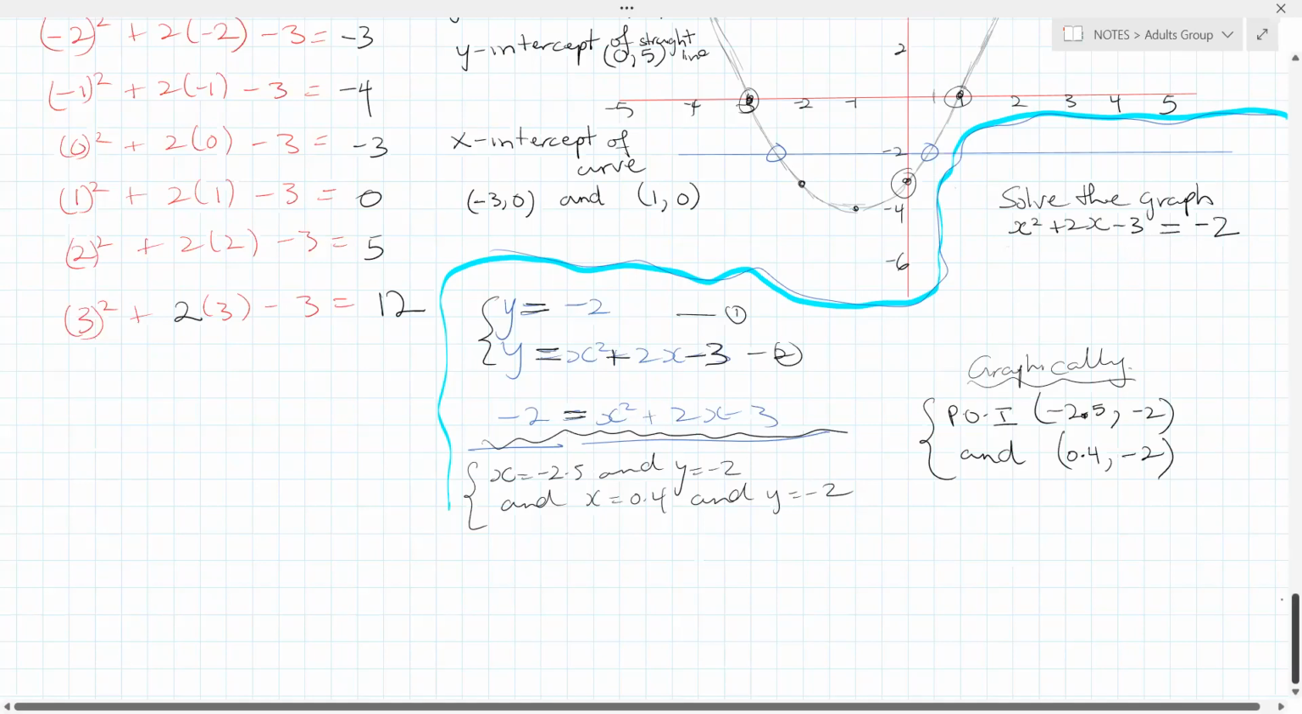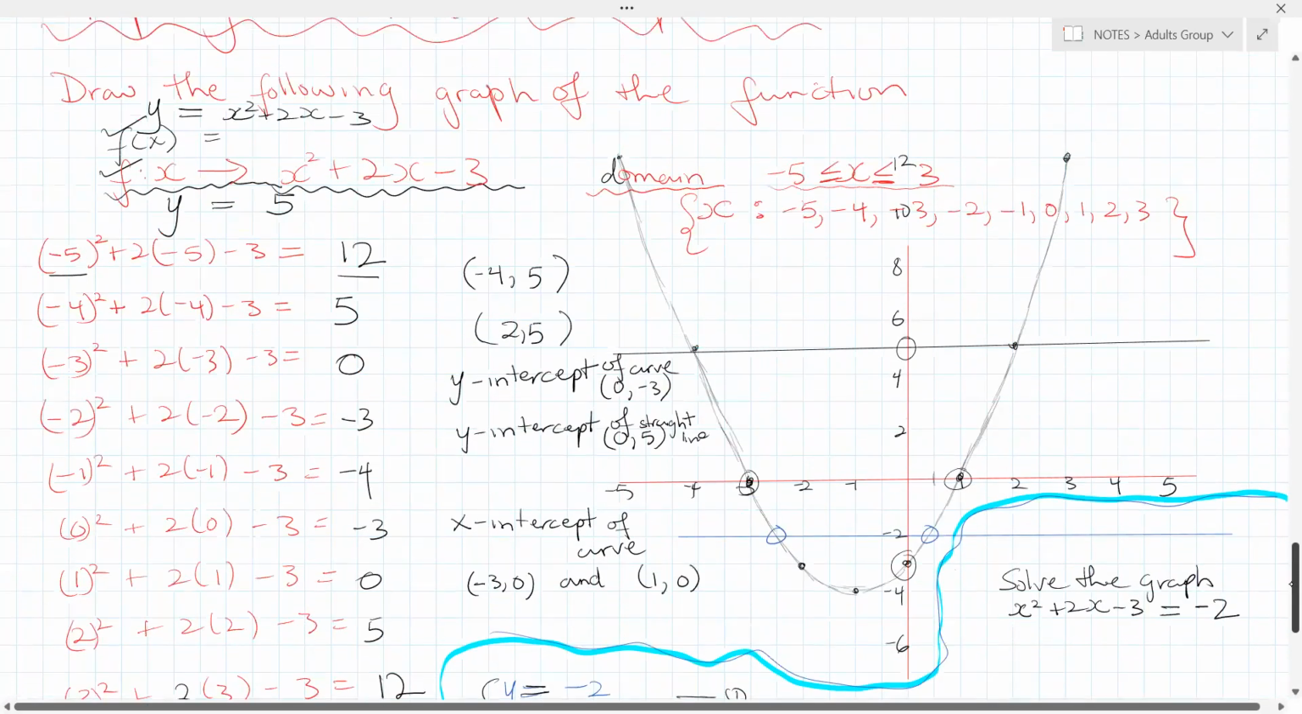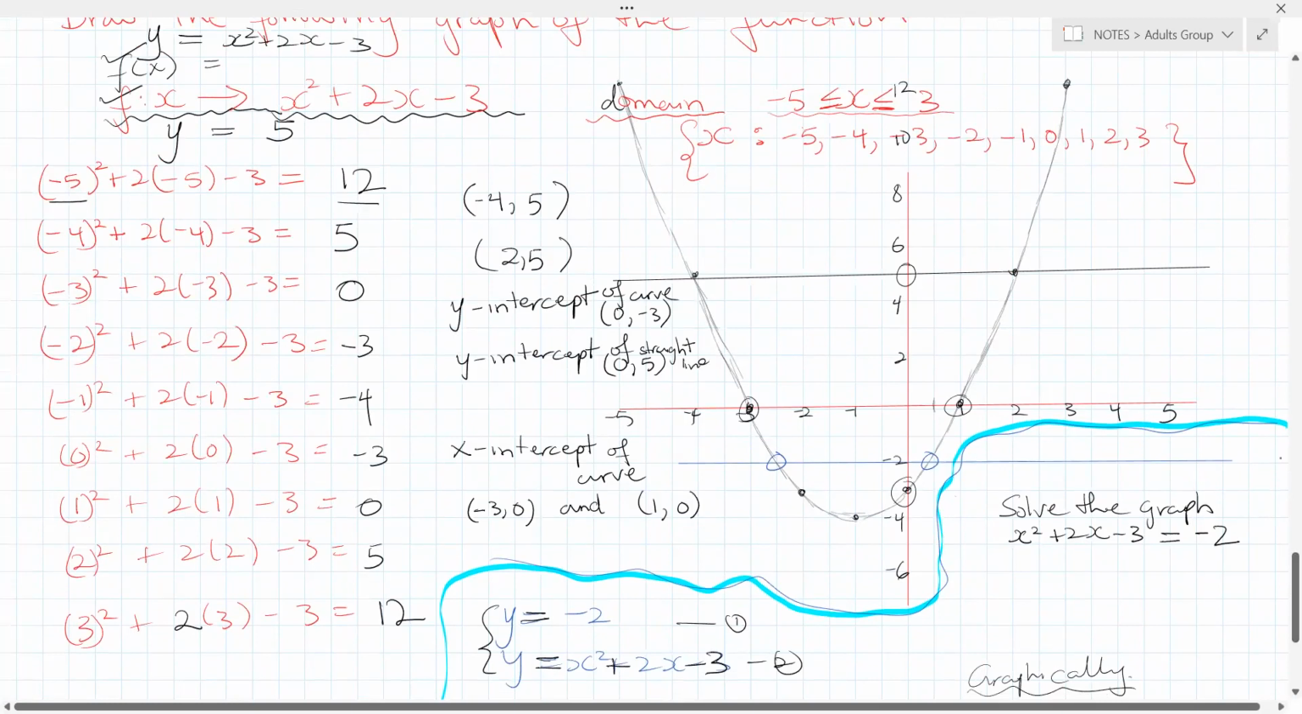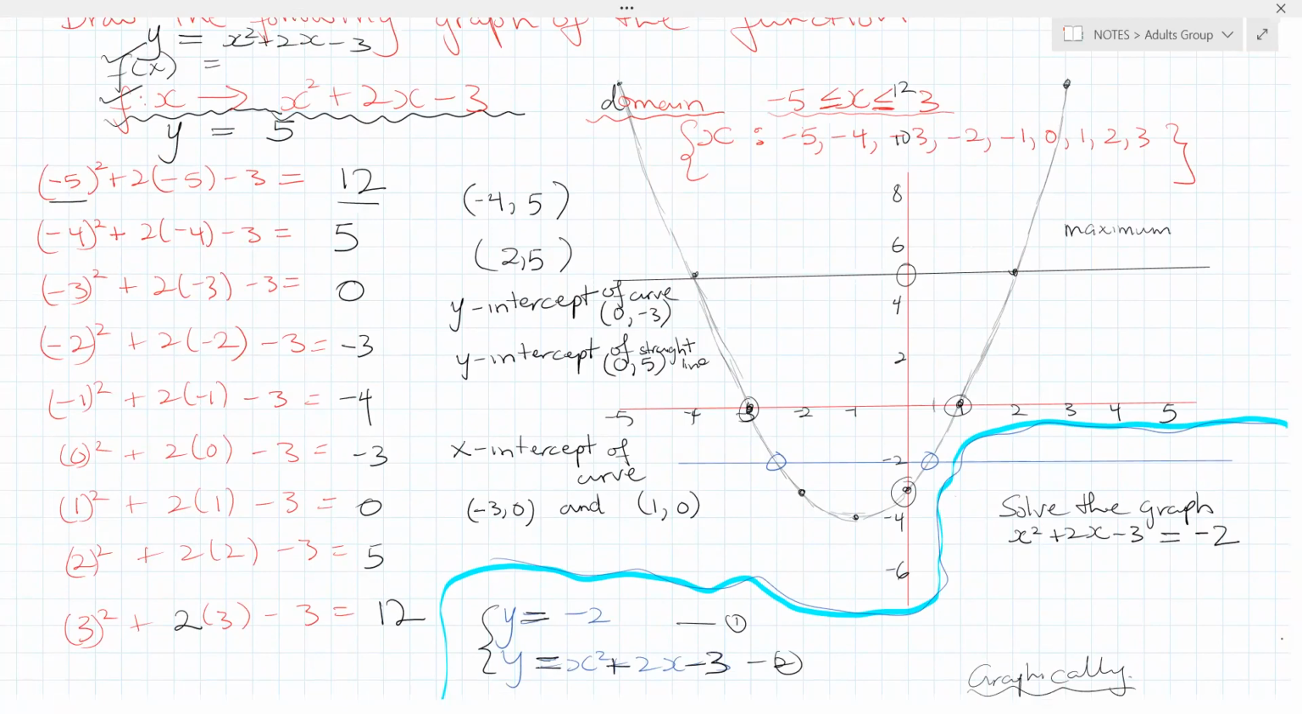Oh yeah, I was saying one more thing. So this is our graph. Does it have a maximum? Yeah, the maximum.